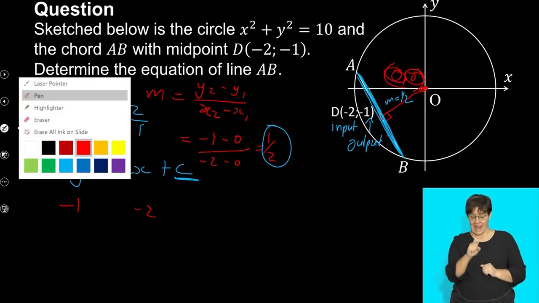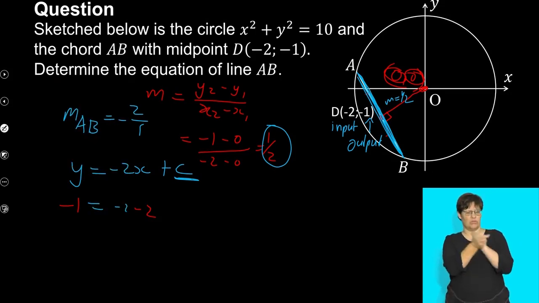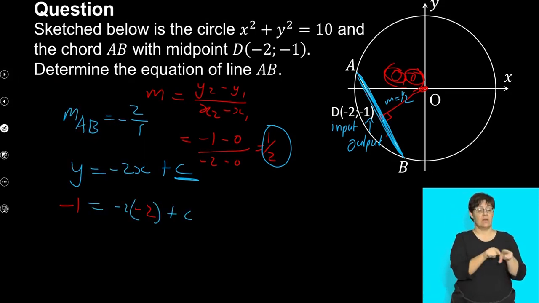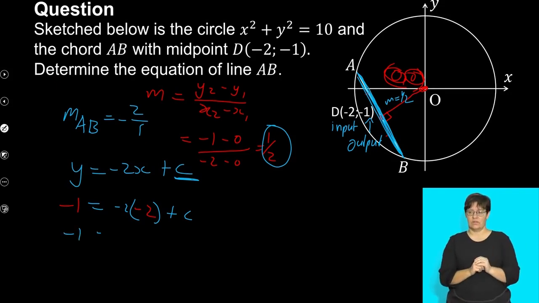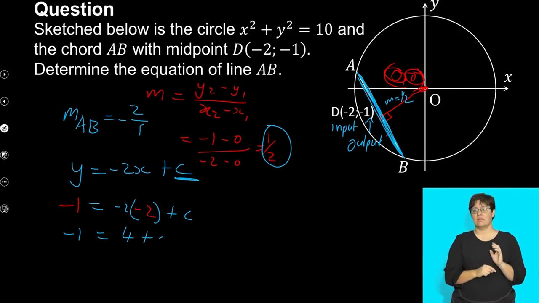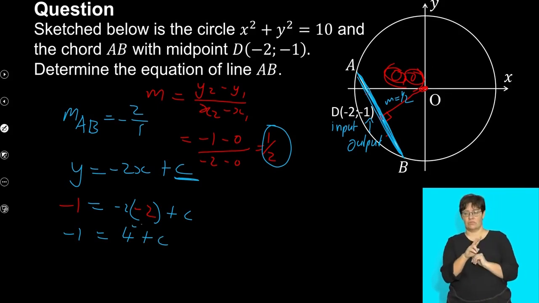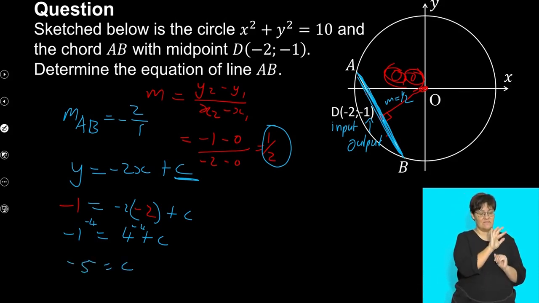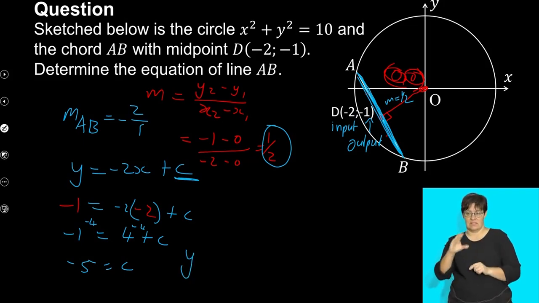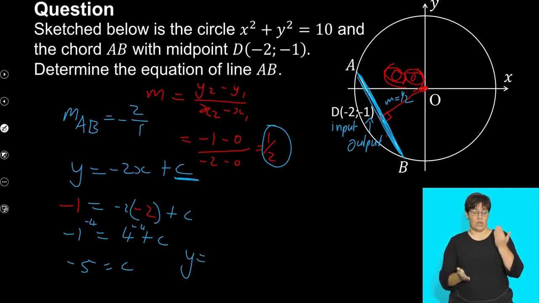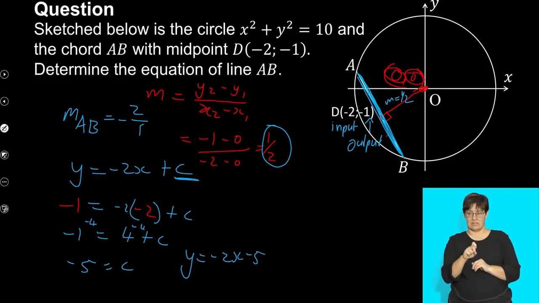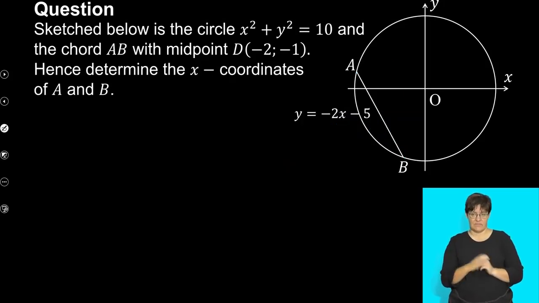Let me go back to blue. And now all I'm going to do is solve for c. I'm going to simplify a little bit, so negative 2 times negative 2 is 4. I'm going to subtract 4 on both sides, and if I do that, I get c is equal to minus 5. Excellent. And so my equation ends up being y equals minus 2x minus 5. So let's move on to the next part of this question.